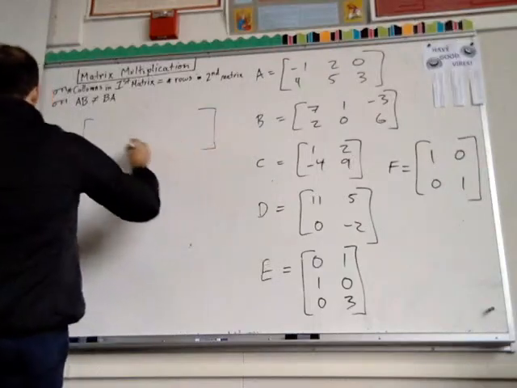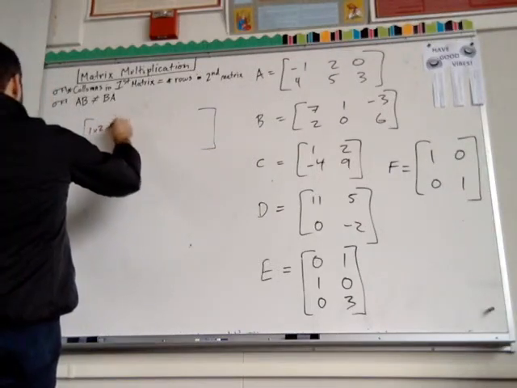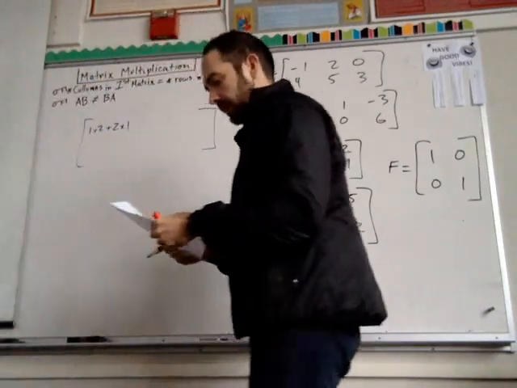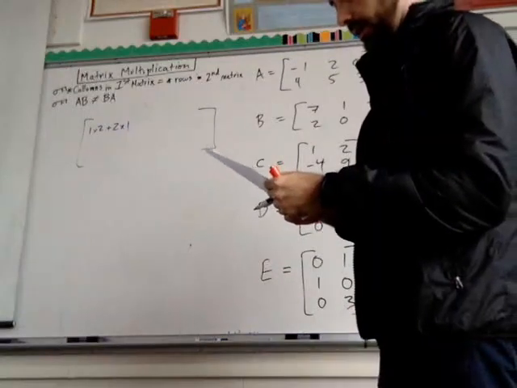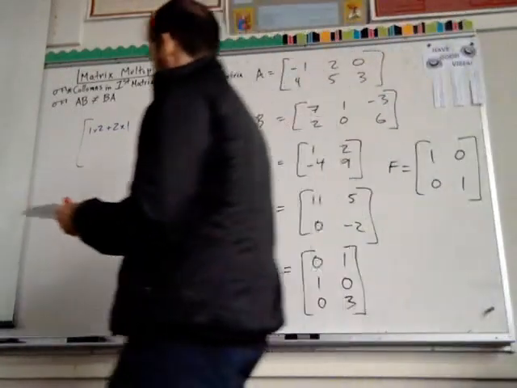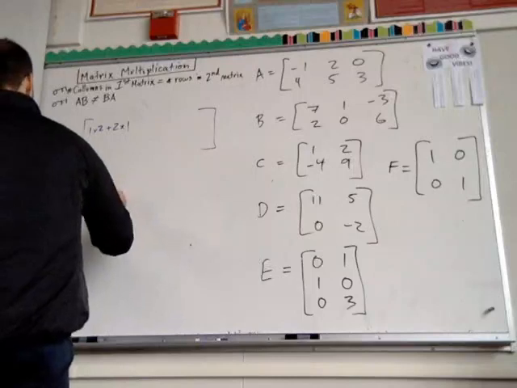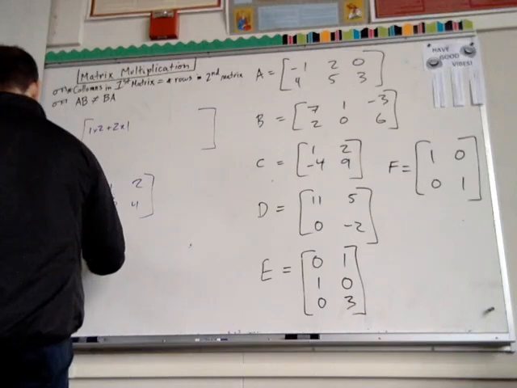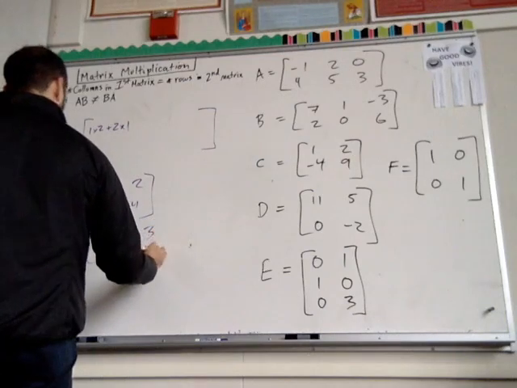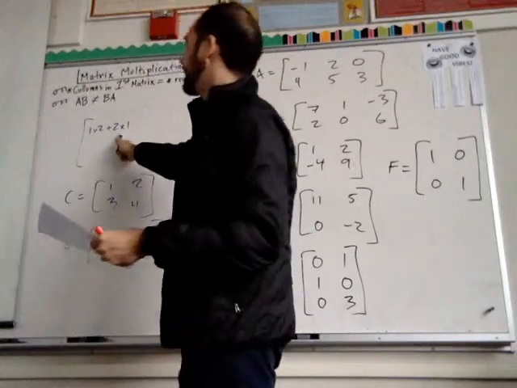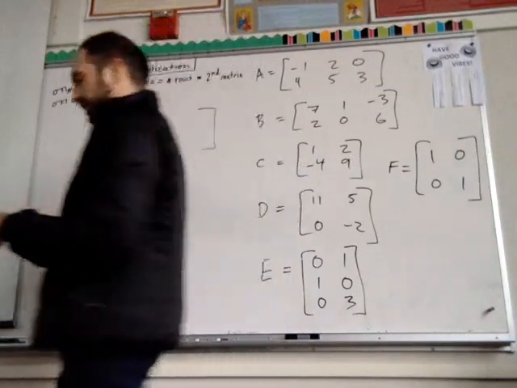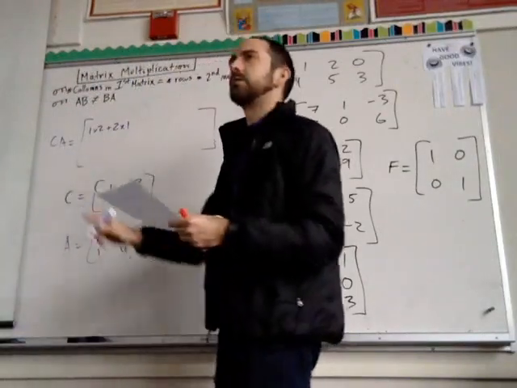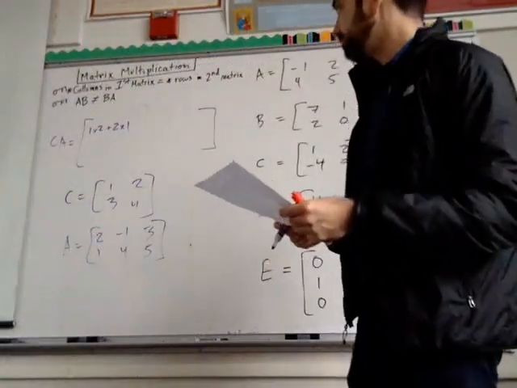The first entry is 1 times 2 plus 2 times 1. Now, where do those values come from? If we look up, our C matrix is 1, 3, 2, 4, and our A matrix is 2, 1, negative 1, 4, 3, 5. Okay. So how did we get our first entry in our new matrix, that is C times A? How do we get 1 times 2 and then we add it to 2 times 1? Where do those come from? What do we see?